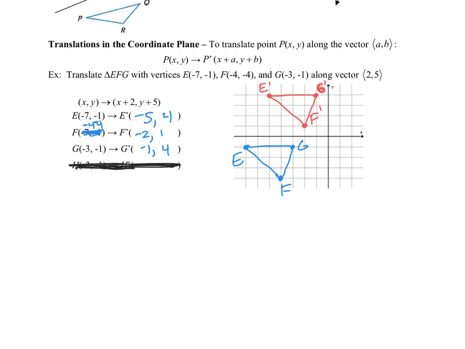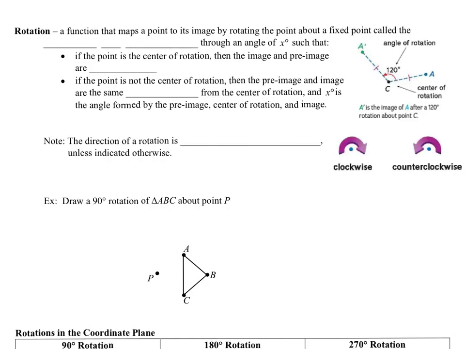So next, we're going to talk about rotations. Our next transformation is a rotation, and here is its definition. So a rotation is a function that maps a point, in other words, a pre-image point, to its image by rotating the point about a fixed point called the center of rotation.